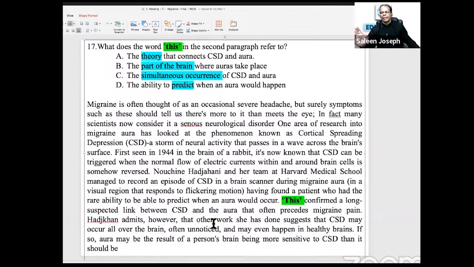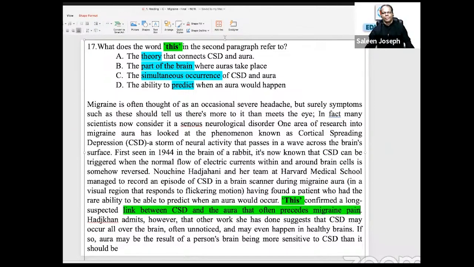If you remember in the lexical question, there is a long video with so many lexical questions explained. In that video, it is in the EduSkills YouTube channel, I have explained clearly. If you don't find the answer, first look at the previous sentence. If you still don't find the answer, look at the very next sentence after the highlighted word. Okay. So this confirmed a long suspected link between CSD and the aura that often precedes migraine pain.